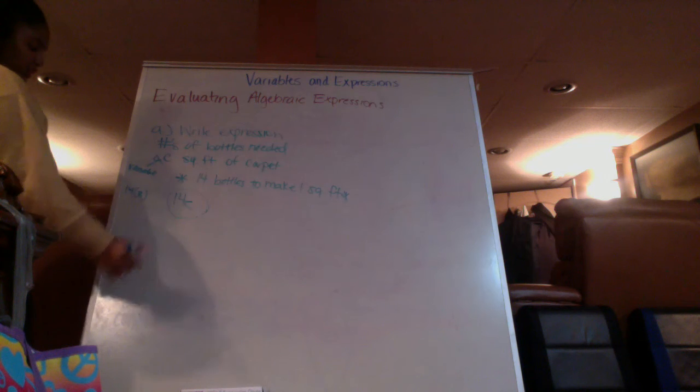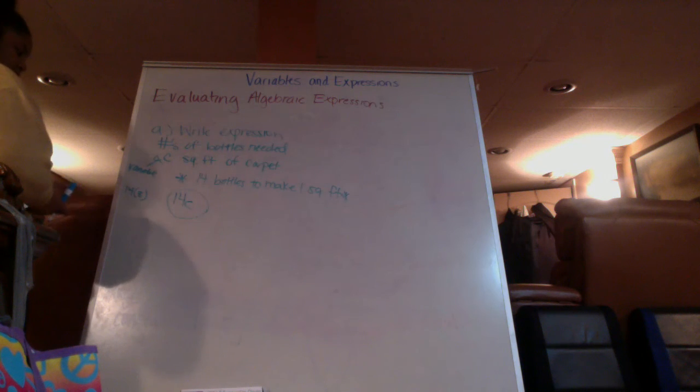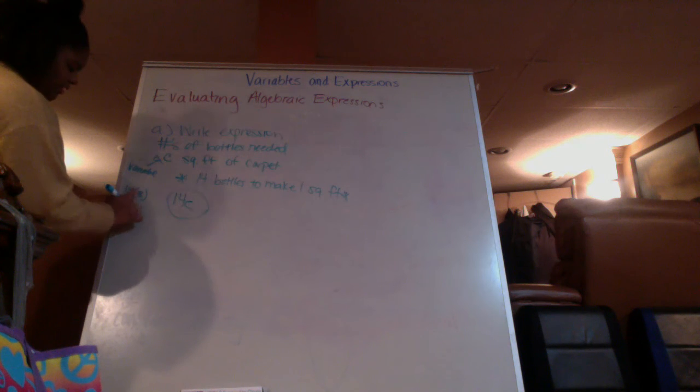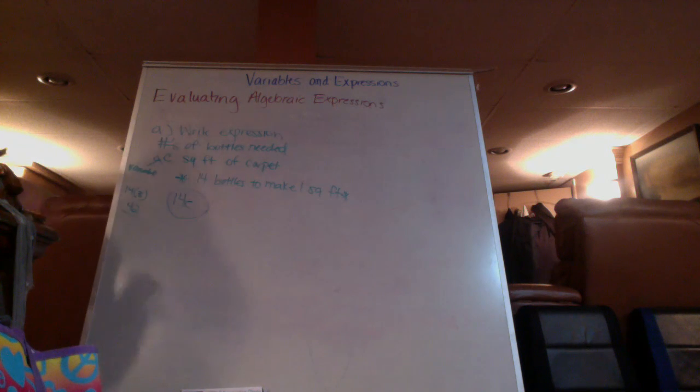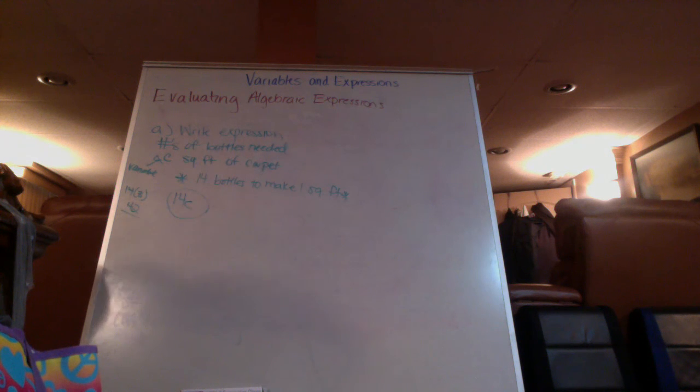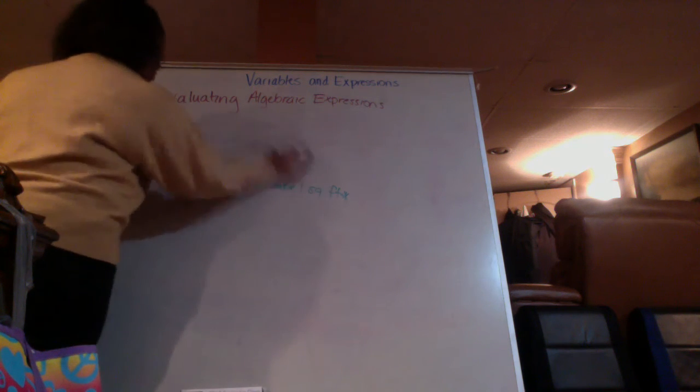So they want you to make 3, and then you would get, what is that? That's like 7 times 6. 42, I believe. Then they would need 42 bottles. So that's how you would kind of figure that out. So now moving on to letter B.